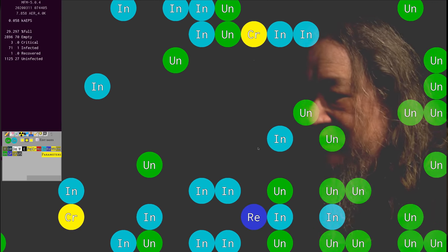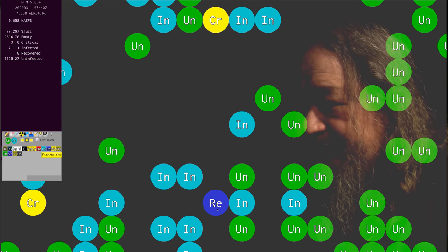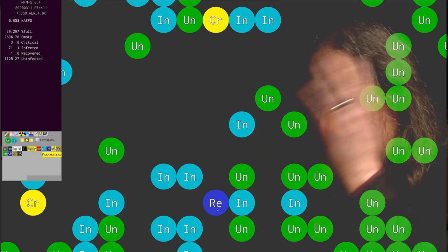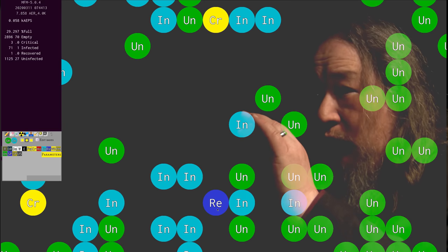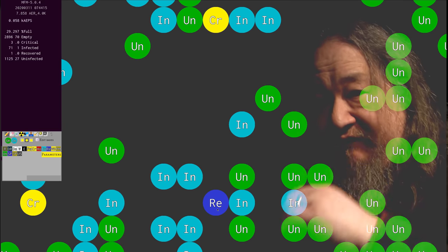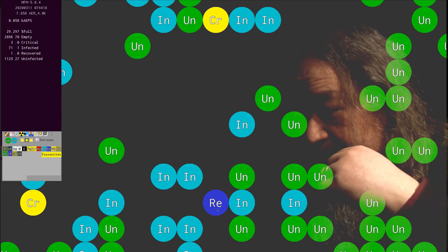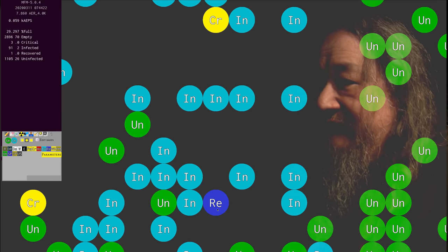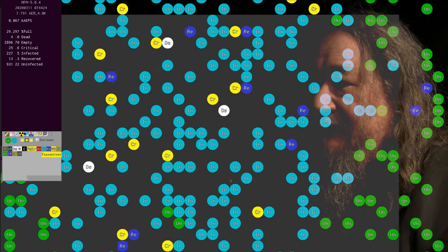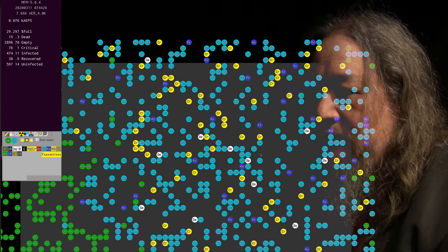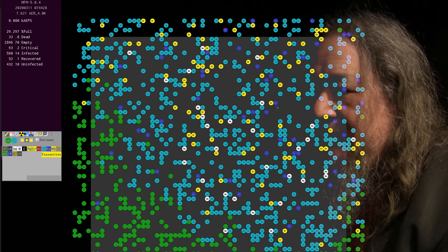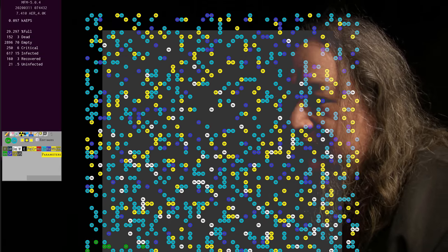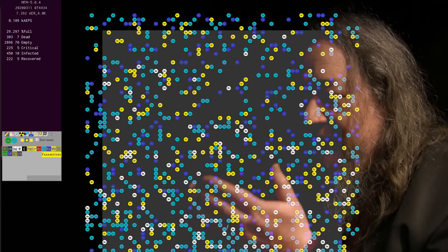But again, there's another critical guy. This blue guy, RE, is somebody who recovered. And a lot of these infected folks will just recover spontaneously. Only a fraction of them will move on from infected to critical and from critical to dead if they don't get enough help or they're unlucky. And so that's what's going on. The infection is spreading pretty rapidly, and we're starting to see these white guys. These are the dead guys.